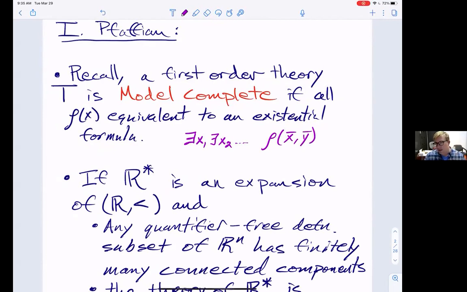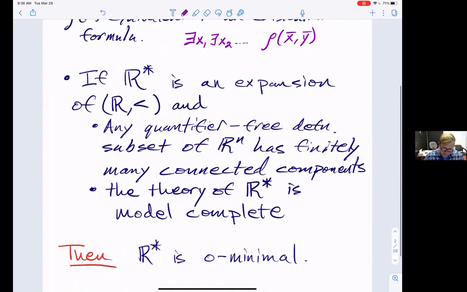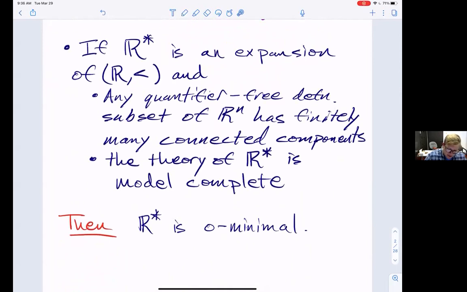So roughly speaking, this means that if you understand the quantifier-free sets in a model complete theory, every definable set, that is the set cut out by a first order formula, is equivalent to the projection of a quantifier-free set. Okay, so it's an important notion, although it's not so important that you internalize that now. But Pfaffian functions were studied because of model completeness properties by model theorists. And I'll say what those are in a moment.